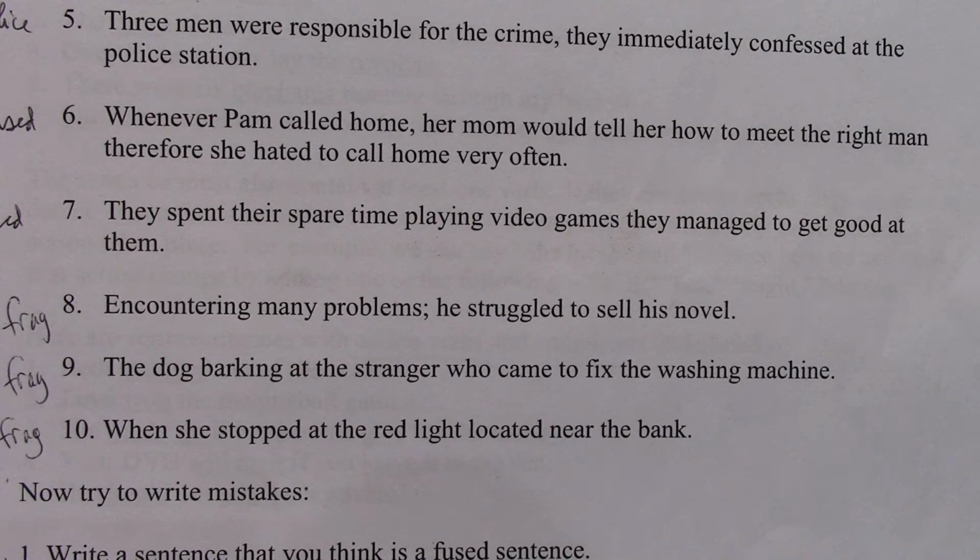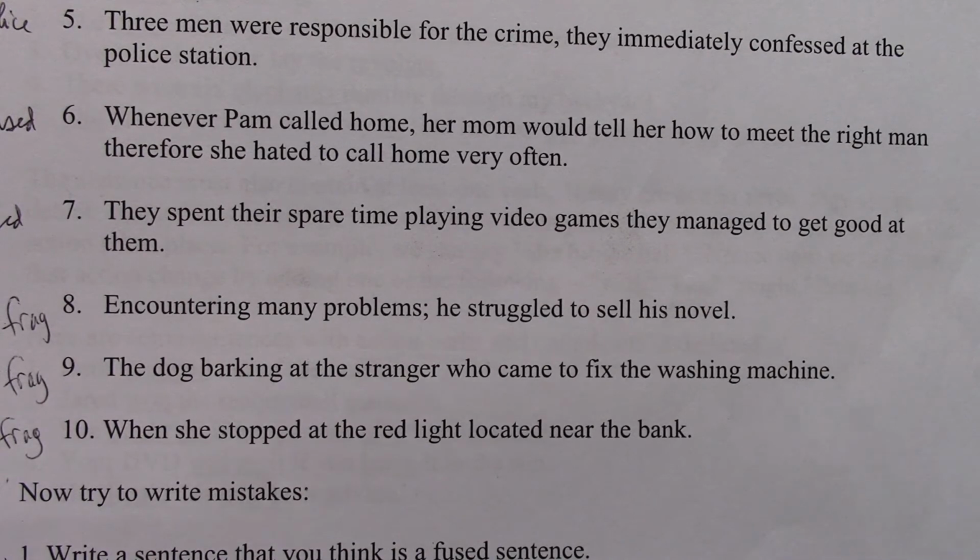his novel, period. Now remember, we've talked about it several times, what does a semicolon indicate? It indicates one sentence is ending and a second sentence is starting. Well, what's the problem with number eight? Look at that semicolon. To the left of it, is that a sentence? To the right of it, is that a sentence? Well, to the right, I see he, that's our focus, that's the person, struggled, there's the verb. So we have a complete sentence. He struggled to sell his novel.